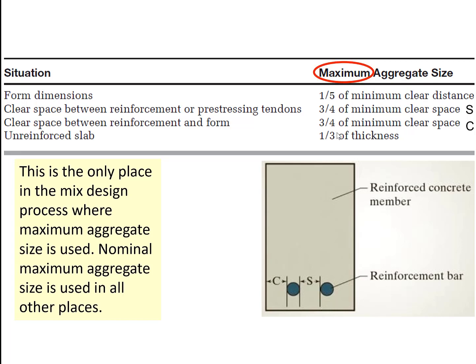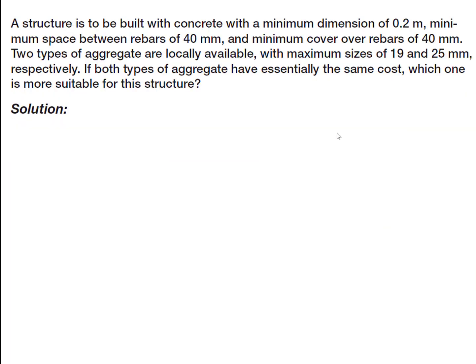Please note that this is the only place in the mix design process where we use maximum aggregate size. In the following process, we will always use nominal maximum aggregate size, which is generally one sieve size smaller than maximum aggregate size. Let's see an example about how to calculate maximum aggregate size.